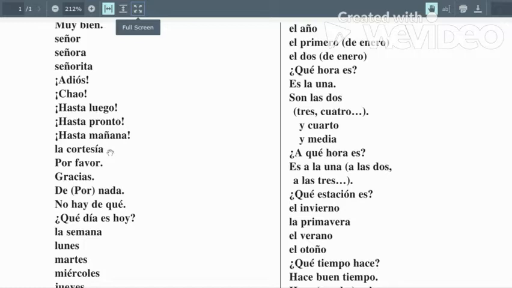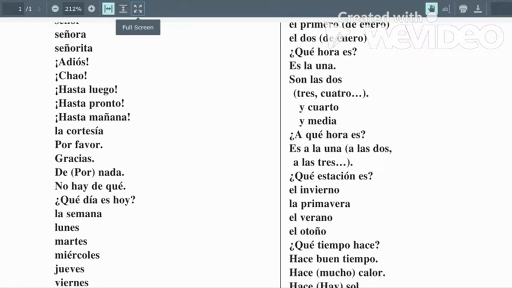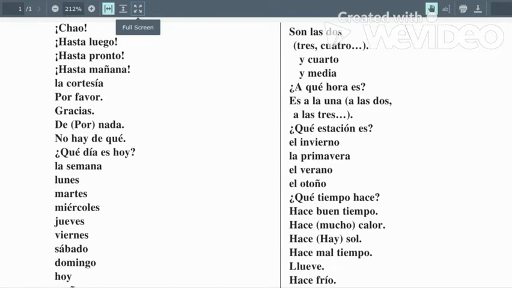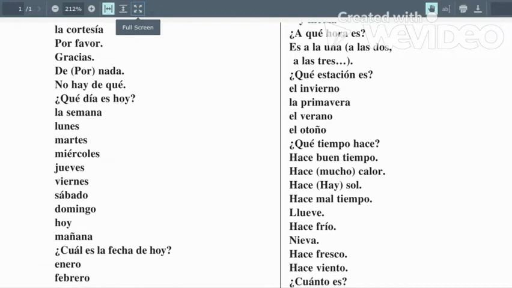La cortesía is like the courtesy. Por favor, please. Gracias, thank you. De nada is you're welcome, or it's nothing, basically. No hay de qué, it's nothing. Another way to say you're welcome. It's not a thing is basically what it's saying.